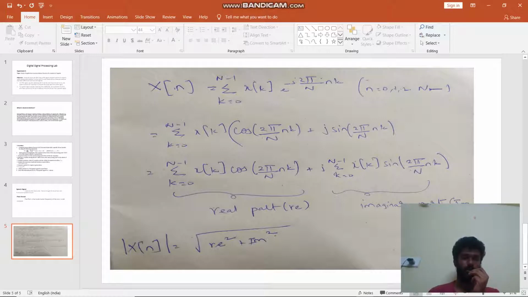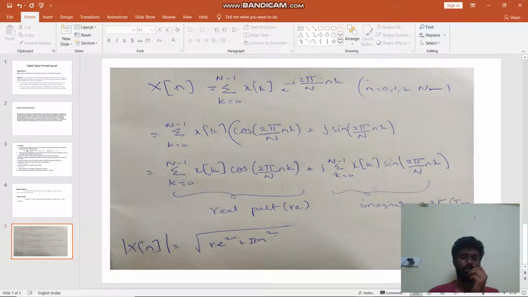Then the expression becomes summation of n is 0 to N minus 1 x of n cos of 2 pi by N into nk plus j into sine of 2 pi by N into nk. And when we separate out the cos and sine terms, it becomes summation of n is equal to 0 to N minus 1 x of n cos of 2 pi by N nk plus j into summation of n is equal to 0 to N minus 1 x of n sine of 2 pi by N nk.